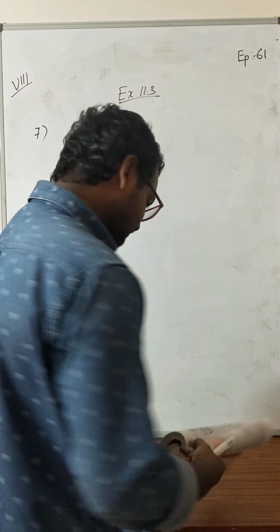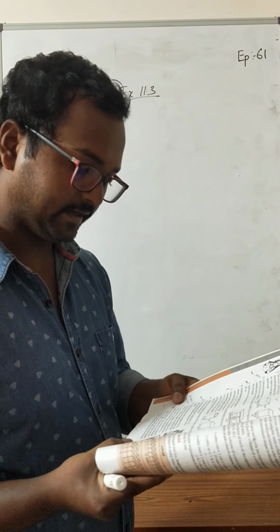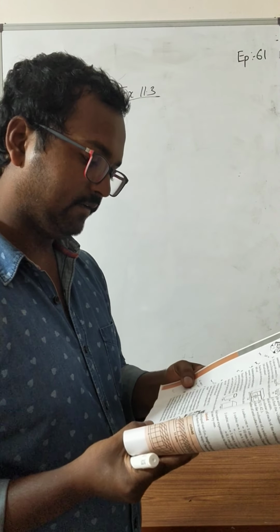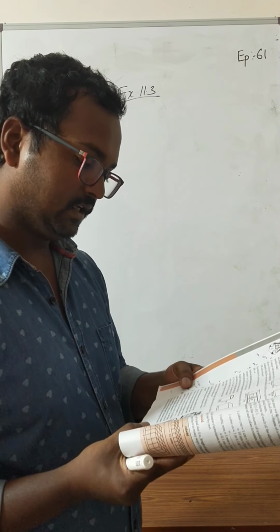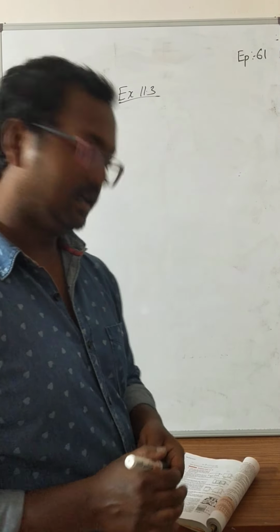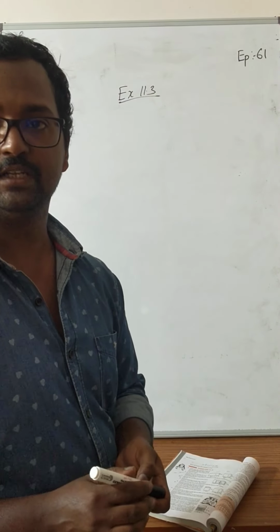Let me read out the 8th one. The lateral surface area of a hollow cylinder is 4224 centimeters square. It is cut along its height and formed a rectangular sheet of width 33 centimeters. Find the perimeter of the rectangular sheet.